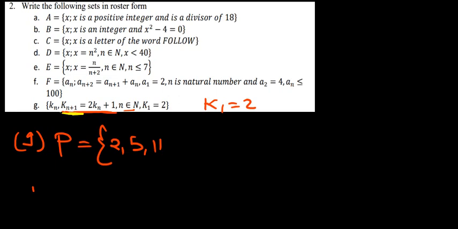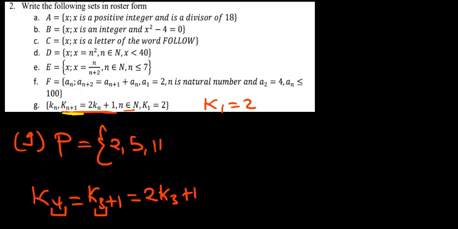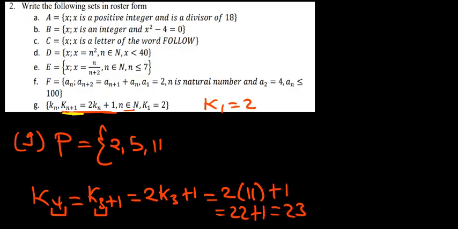So k4 will be equals to, we split this number into n+1. So it will be k3+1. So this 3 is our n there. So this will be equals to 2kn, the n is 3, and then plus 1. So this will just be equals to 2, and then the k3 is 11 plus 1. So that will be 22 plus 1, which will just be what? 23. So I'm going to say comma 23.